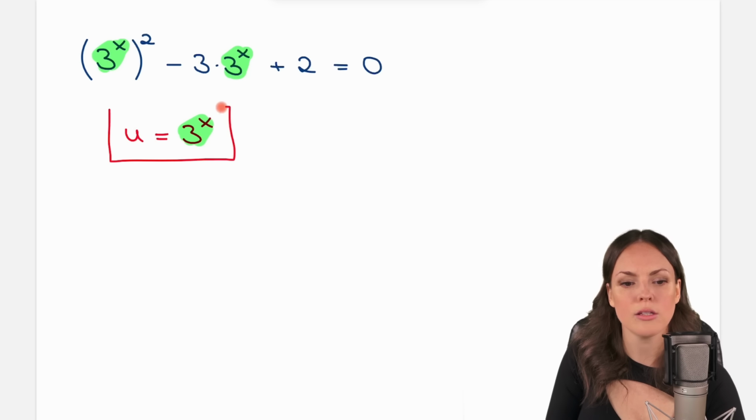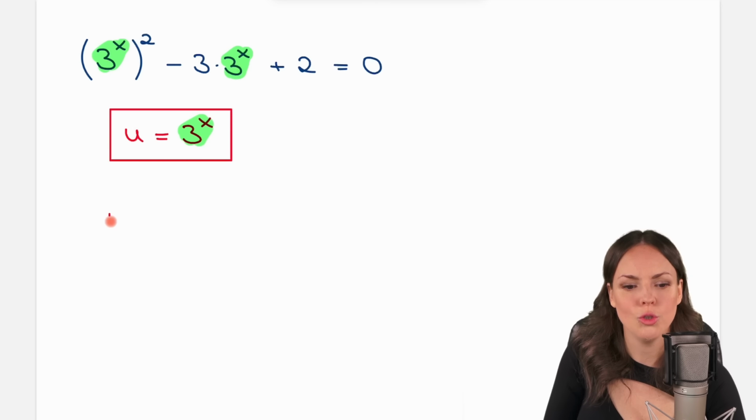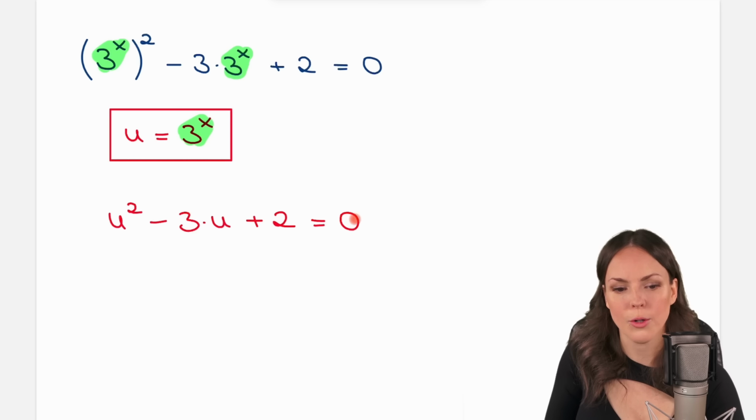This is my substitution. It's a common thing to solve equations that are a little bit more complicated, to substitute something that is more complicated by something that is pretty simple. So let's write down the equation in u then. Instead of the green thing, we're going to write a u. So we have u squared minus 3 times, then we have our green thing again, we write a u instead of it. Then we have the plus 2 and then the equal to 0.